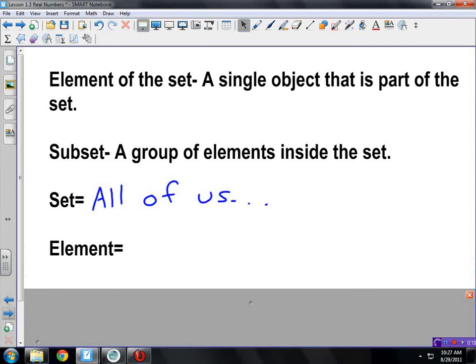Okay. Now let's think about an element of the set, okay? An element of the set. Can anybody think of an element inside of the set that we just made? A person? Which person? There we go, Hunter. Okay, he's an element, right? All of us are elements. I'm an element. Hunter's an element. Well, the rest of you are all elements too.